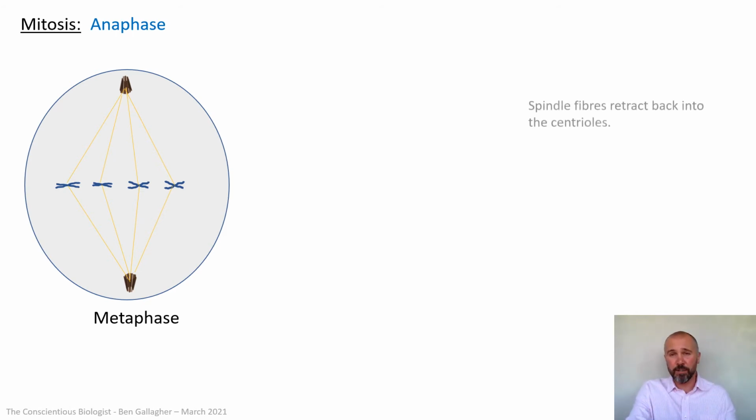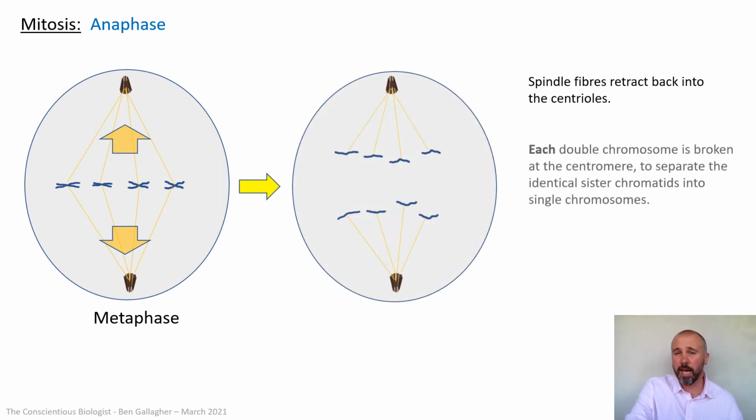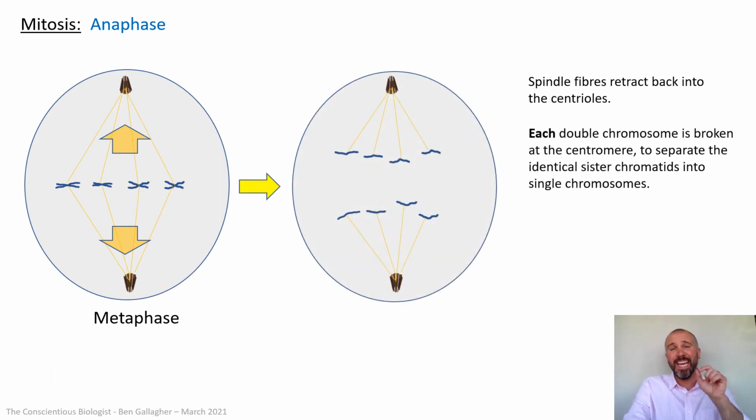All that happens in anaphase is that the spindle fibers retract back into the centriole. So it's like they're pulled in. Okay, it's like the centrioles are pulling them back in. Now, if both centrioles pull from both sides, the double chromosome is going to get broken at the centromere. So what happens is each double chromosome, try and use that word each to avoid ambiguity, each double chromosome is broken at the centromere to separate the identical sister chromatids back now into single chromosomes.